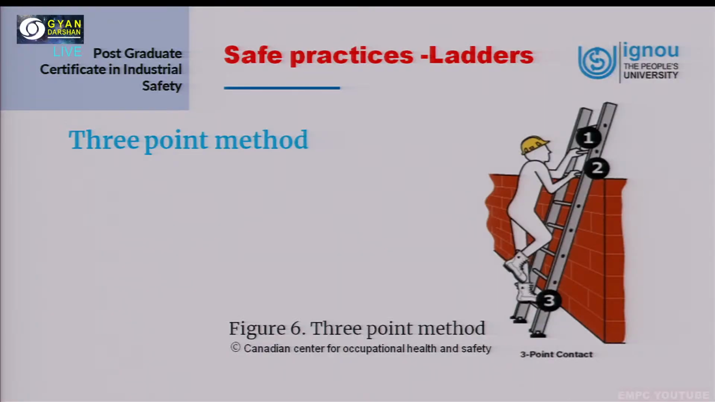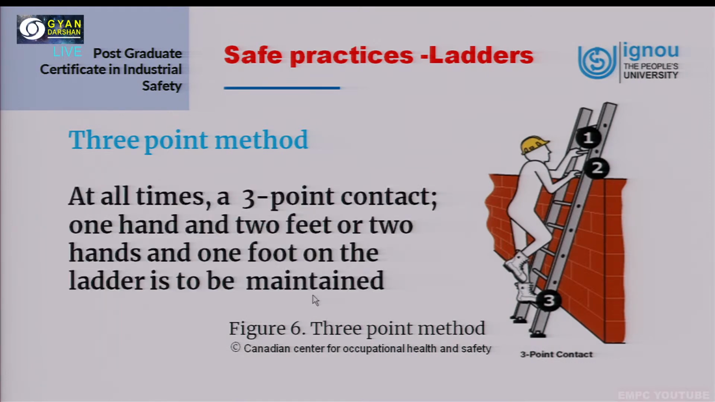The 3-point rule can only be broken when the person has reached the ground level, or the person has reached a top place where there is a base where they can stand, and then they do not need the ladder anymore. So at all times, a 3-point contact, 1 hand and 2 feet, or 2 hands and 1 foot, on the ladder is to be maintained.